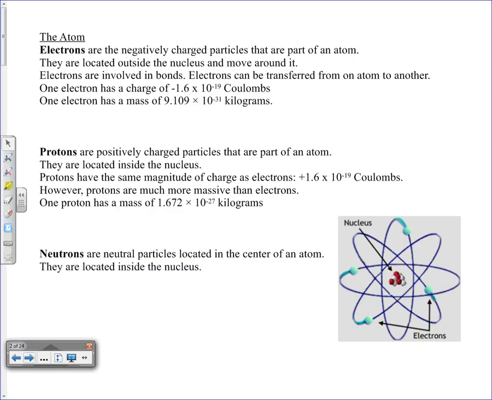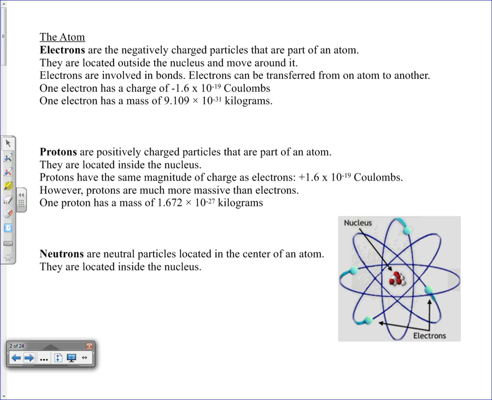The atom. Electrons are the negatively charged particles that are part of an atom. They're located on the outside of the nucleus, and they move around the nucleus. Electrons are involved in bonds. Electrons can be transferred from one atom to another. You can see from my description here that we are not getting as detailed as you would in a chemistry class. We want you to understand that electrons can be transferred, and that electron transfer is what creates net charge.